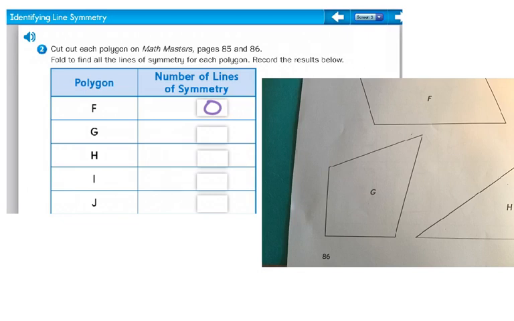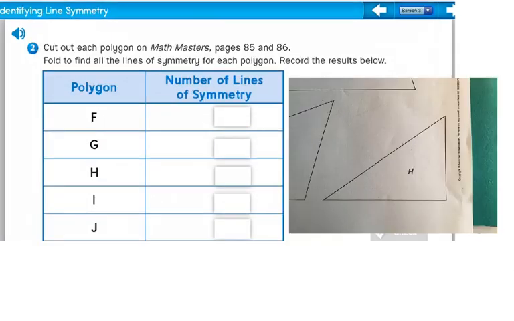Go ahead and cut out G. Pause the video and begin folding and find how many lines of symmetry. After I cut out polygon G, I found it had 1 line of symmetry. All right, let's go with H.